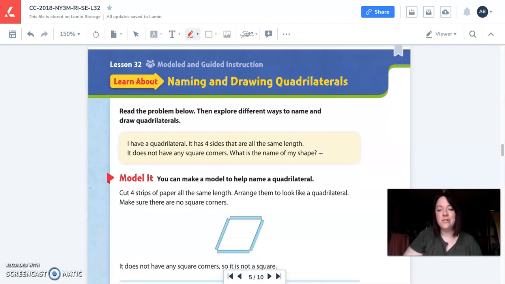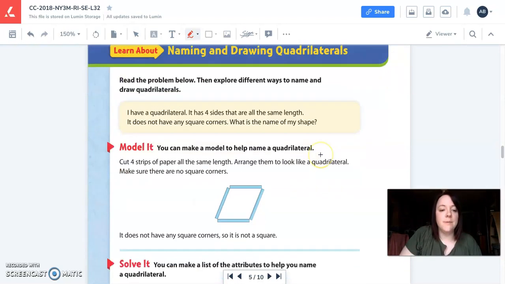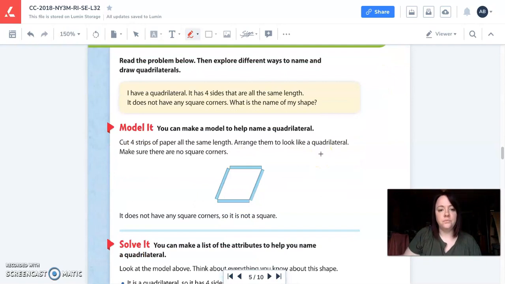Okay, naming and drawing quadrilaterals. Read the problem below. Then explore different ways to name and draw quadrilaterals. I have a quadrilateral. It has 4 sides that are the same length. It does not have any square corners. What is the name of my shape?